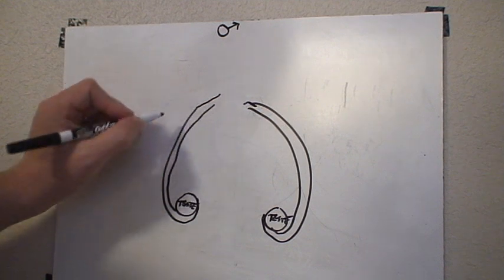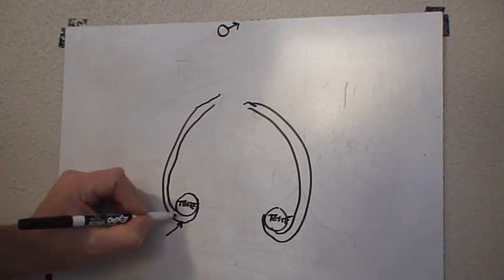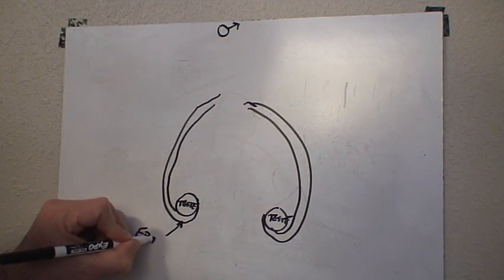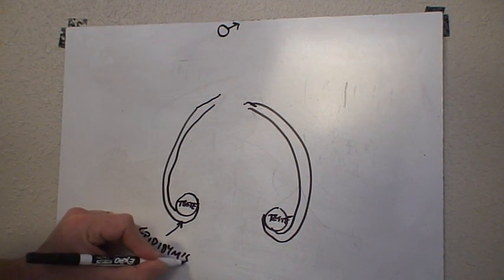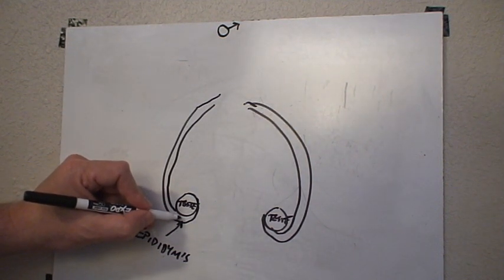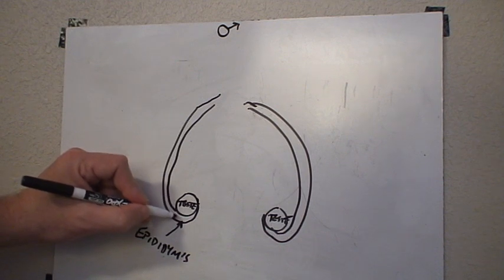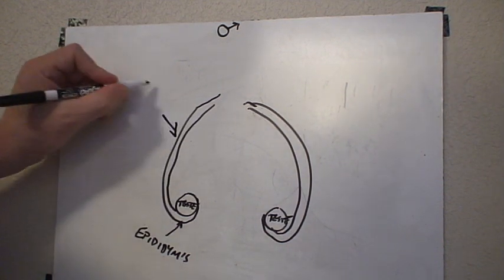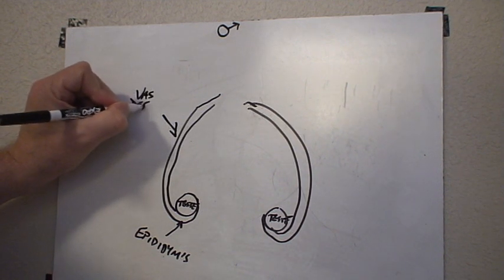And another slight difference is we actually have a point where the tube is fused to the testis. And so that fusion point is referred to as the epididymis. Kind of a strange word, but that's a receiving chamber for the sperm, and it actually matures the sperm in there. The cells themselves are immature here. They're going to be matured in the epididymis, and then we have this cord that comes out of the epididymis called the vas deferens.